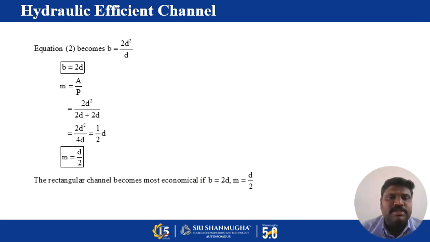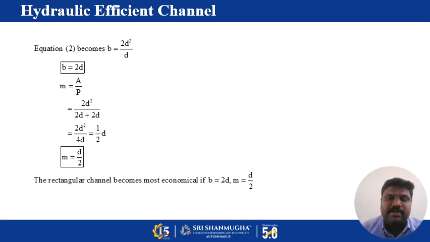From this equation we know that B is equal to A by D, and A is nothing but 2D square. So 2D square by D, the D cancelling, B will become 2D. And we have the hydraulic mean depth, M is equal to A by P, where A is area and P is perimeter. Area is 2D square, and the perimeter is B plus 2D, with B equal to 2D, so 2D plus 2D. So the numerator is 2D square, the denominator 4D. The 2 cancels, so one by two times D, that is M is equal to D by 2.